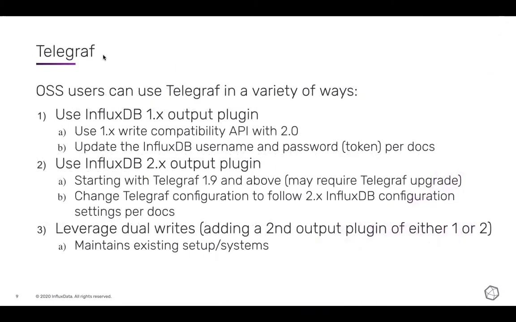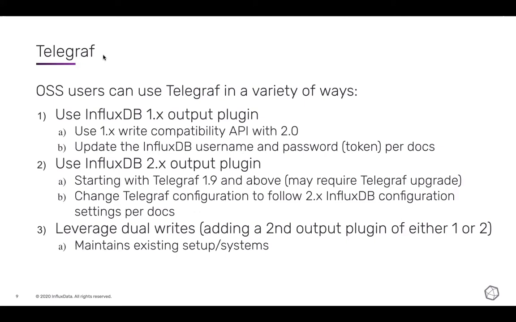So drilling down a little bit more, for those of you who are Telegraf users, if you have started using Telegraf 1.9, and by the way, we're up to 1.15 now, we did something a little bit sneaky, which is we started including the InfluxDB 2.0 output plugin, starting with Telegraf 1.9. This is over a year and a half ago. And why did we do that? Because we knew that getting data in is one of the first steps in using the platform.